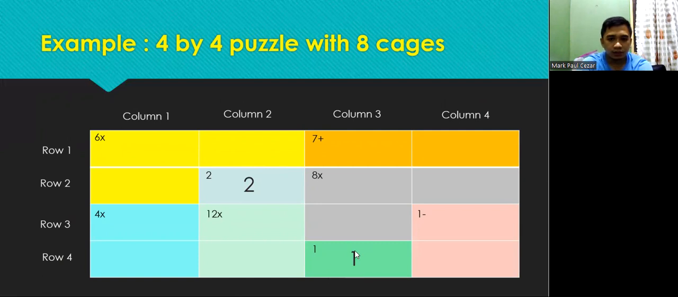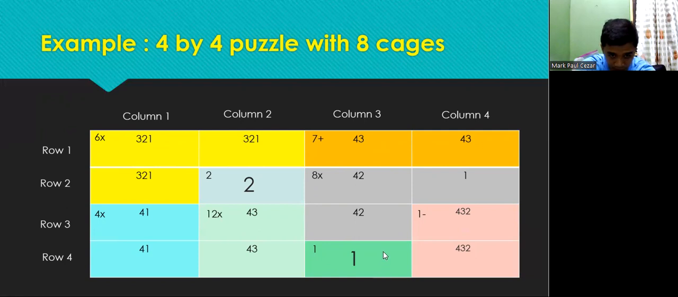So next, here, I wrote all the possible combinations of numbers that we can put in the cells or boxes. Just remember our rule that in each row and column, there shouldn't be any repeating numbers from 1 to n. And in this case, our n is 4. So this is a 4 by 4 puzzle. So the numbers we can only use are 1, 2, 3, and 4.